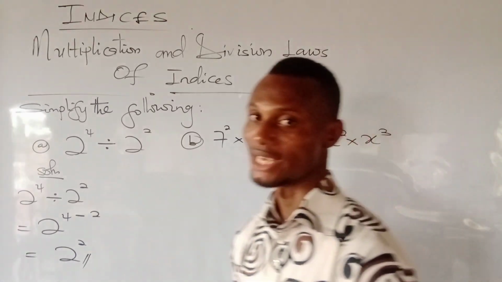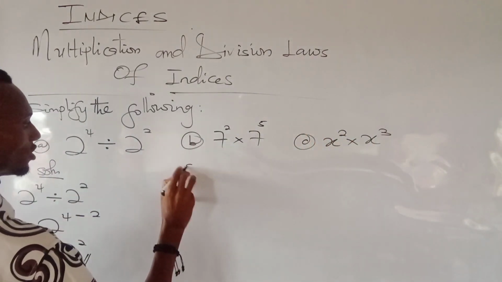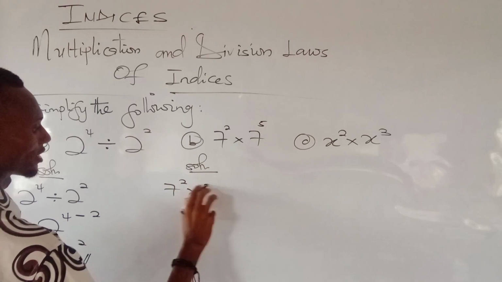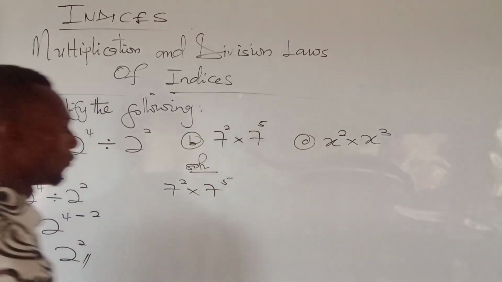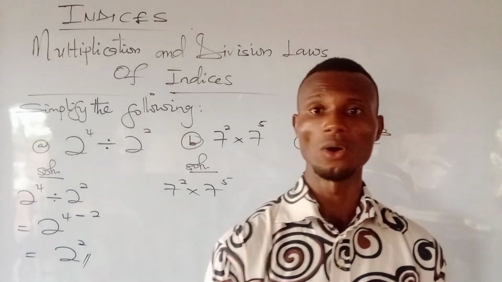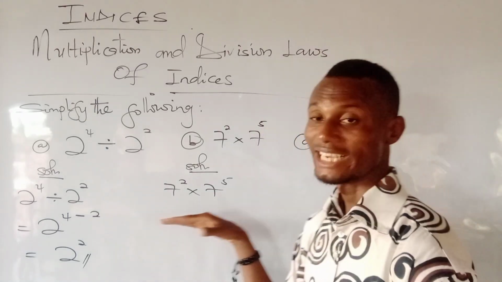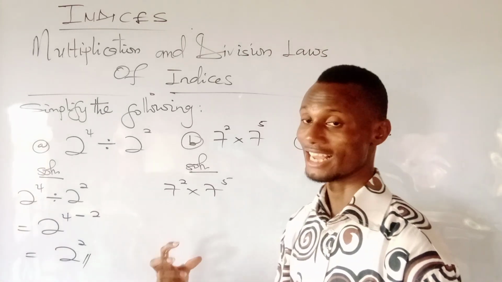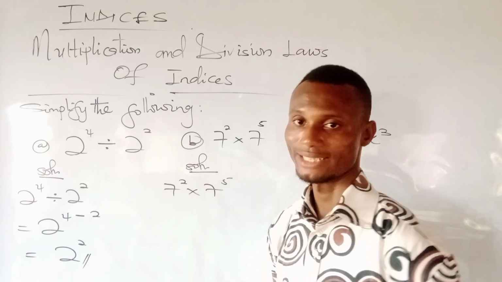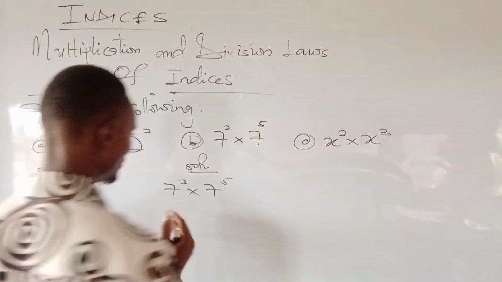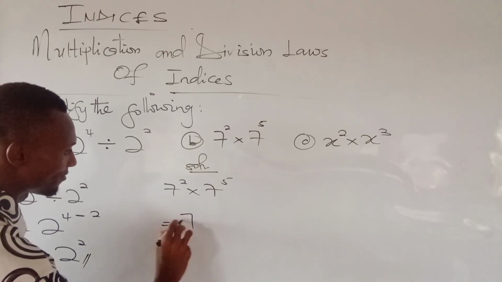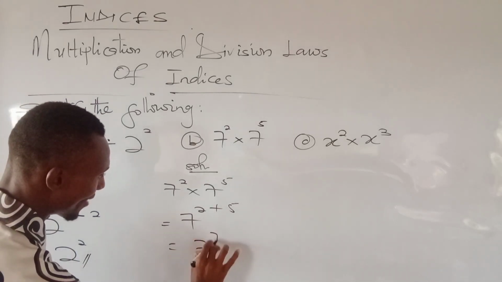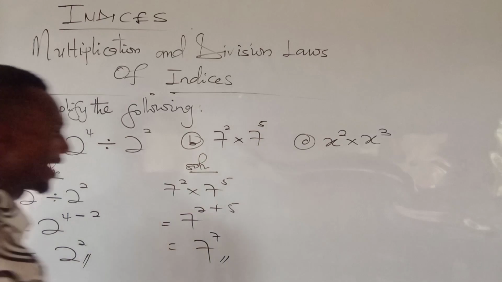Let's go ahead and do the B as well. Let me write my solution and let's do it together. I have 7 to the power 2 times 7 to the power 5. With this, we are going to apply the multiplication law of indices, which states that if the bases are the same and they are multiplying, what we do to simplify it is that we just pick one of the bases, then we add the powers. So this one is going to be 7 to the power 2 plus 5, and that will give me 7 to the power 7. So this is my final answer.